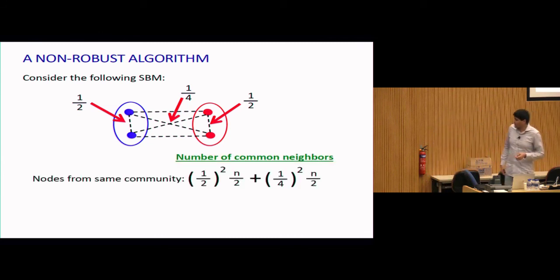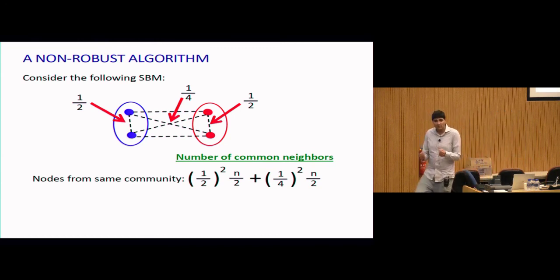So what I can do is, if two nodes belong to the same community, I can calculate the expected number of common neighbors that they have. If the two nodes belong to the same community, then if I choose a random other node in the graph, there's about a half chance, there's n over 2 of those other nodes essentially, that belong to the same community as they do, and you have a half squared chance of that new node connecting to both of them. And if it's on the other side of the partition, then you have a quarter squared chance.